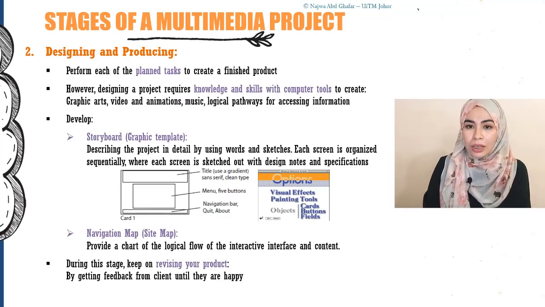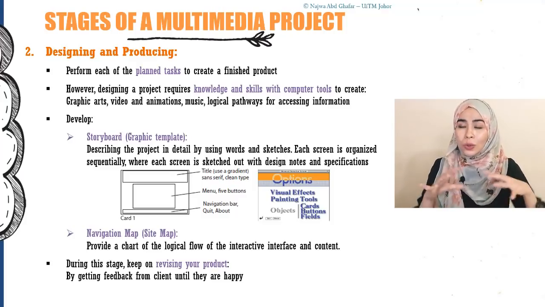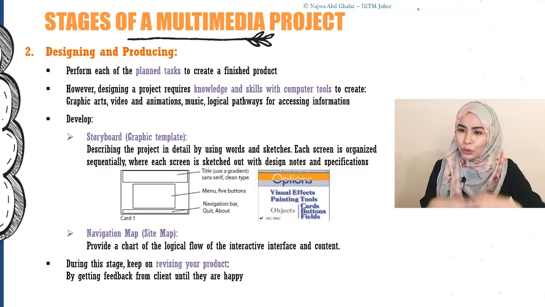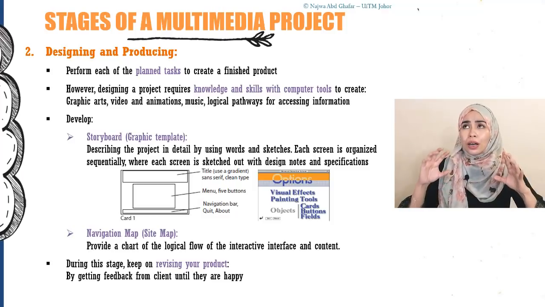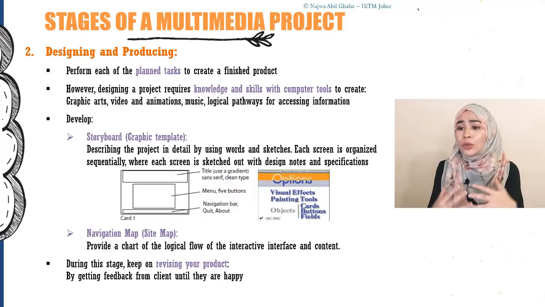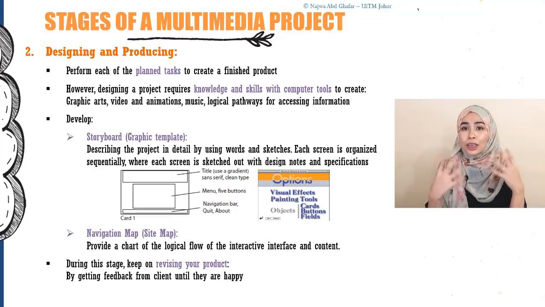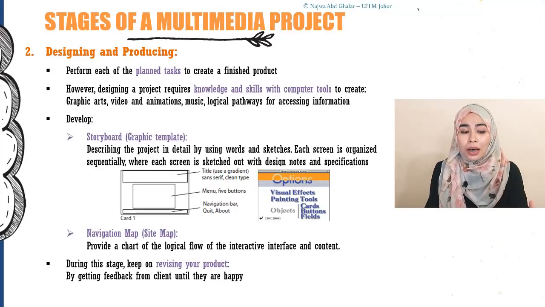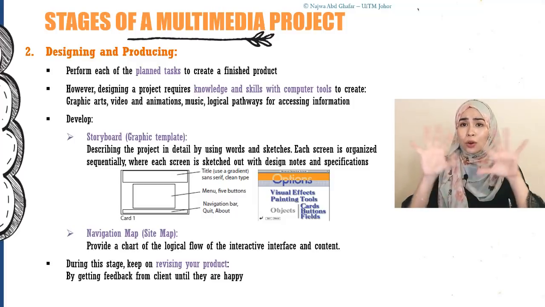Okay. So the second stage is designing and producing. During this stage, once you have analyzed your idea, you know what to do, and you have done your prototype, this is where you think about how you're going to do the application as a whole. How are you going to design each screen or each interface? If you're doing an application, is there an interaction inside there? If the user clicks on this button, where will it go? How will your application look?